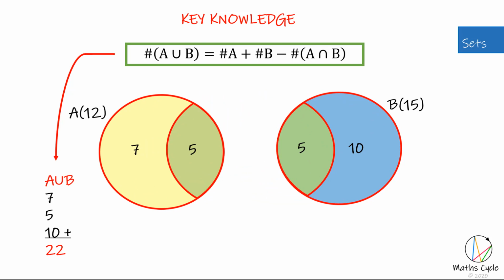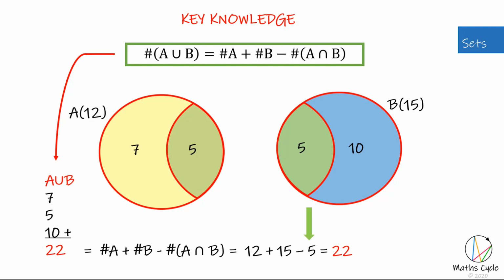Okay, so if I find the union by adding the 12 from A together with the 15 from B, I'm going to have to take away one of the 5s to acknowledge the fact that it's been counted twice. So that's where we get the 12 plus 15 minus 5 to make sure we don't count the 5 twice equals 22. Okay.